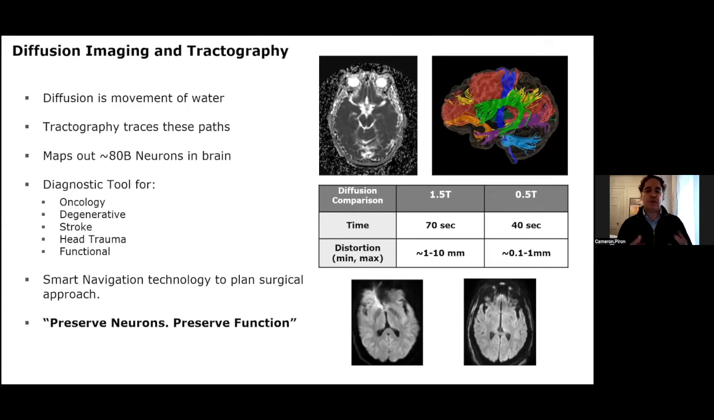But the idea of preserving these neurons is kind of a cornerstone to what we do. You want to be able to avoid these nerves. You want to be able to maintain them and support them during surgery. But to be able to do that, you need to be able to see it. So one of the elements of what we've been doing with our MR is to reduce what we call distortion or warpage that you see in the imaging.